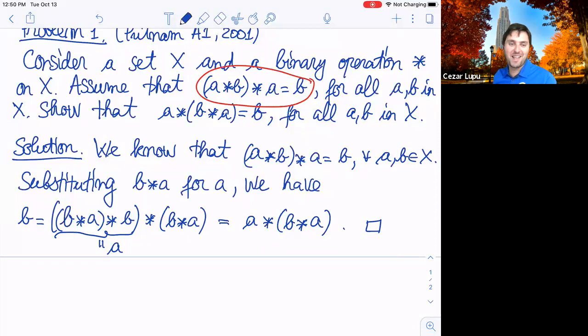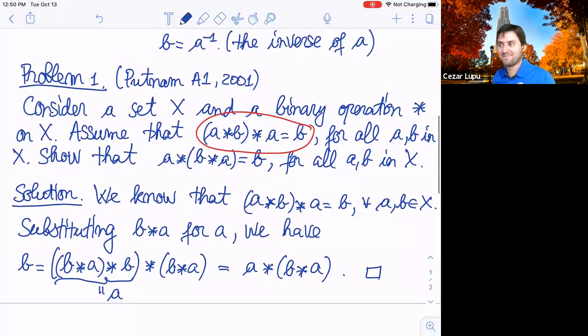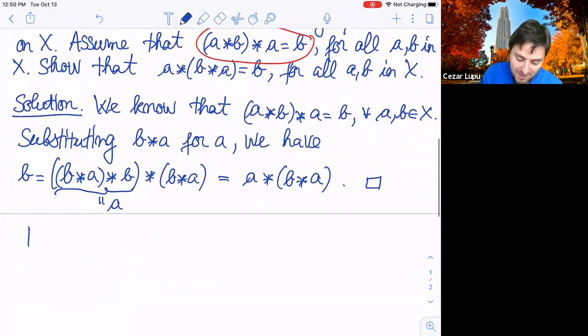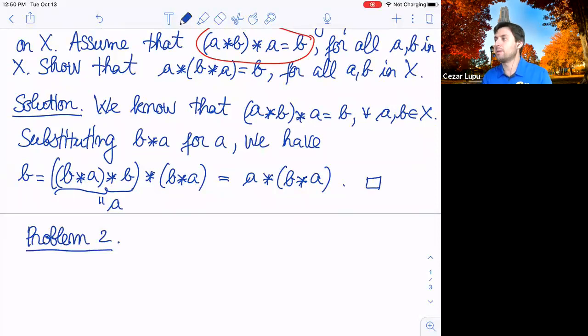Well, was it hard? That's the problem. I'm not kidding. That's it. It's over. All right, let me give you another problem. Problem 2 in a similar fashion. I think this was a Putnam. Yeah, I agree, the solution is very easy, but it requires a bit of thinking to substitute B star A for A, or maybe why not substituting A star B for A, or something like this, you know?